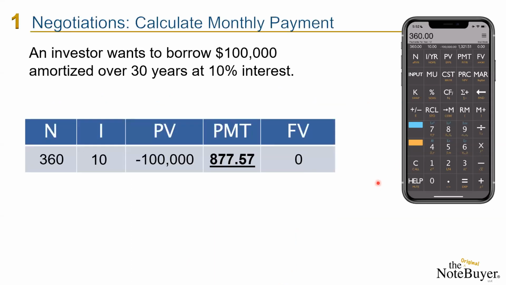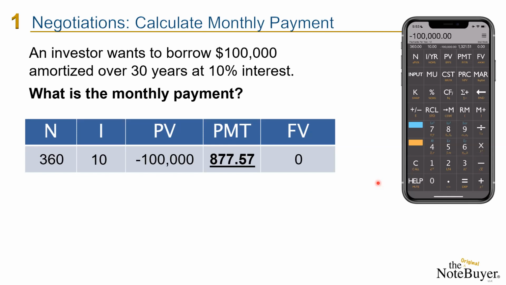Okay, let's first calculate the monthly payment. Let's say that an investor wants to borrow $100,000 amortized over 30 years at 10% interest. What is the monthly payment? All right, let's see. We would enter 360 into N, 10 into I, 100,000 negative, right? And then PV. You see what I'm doing?